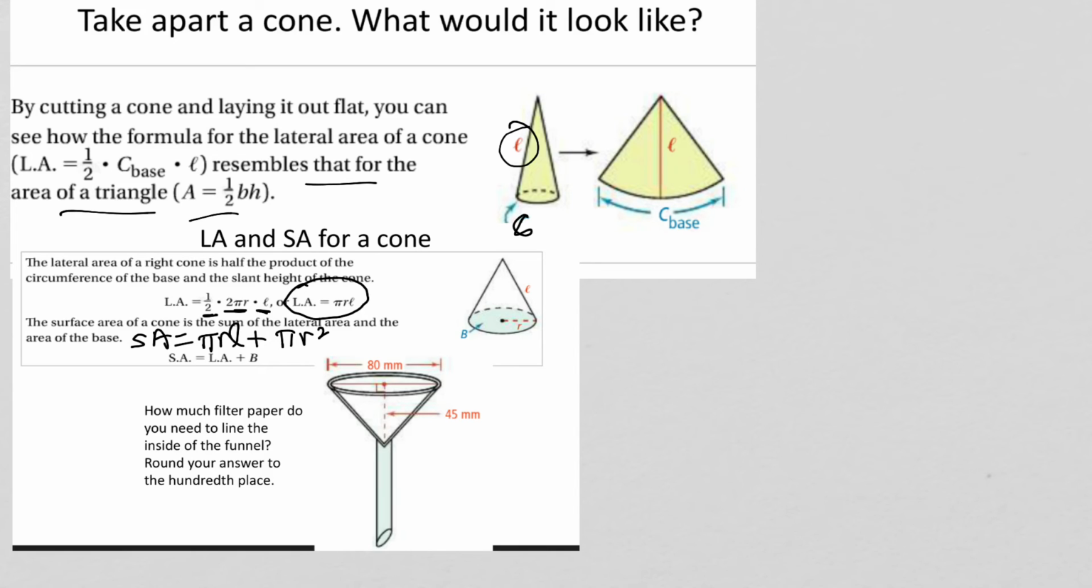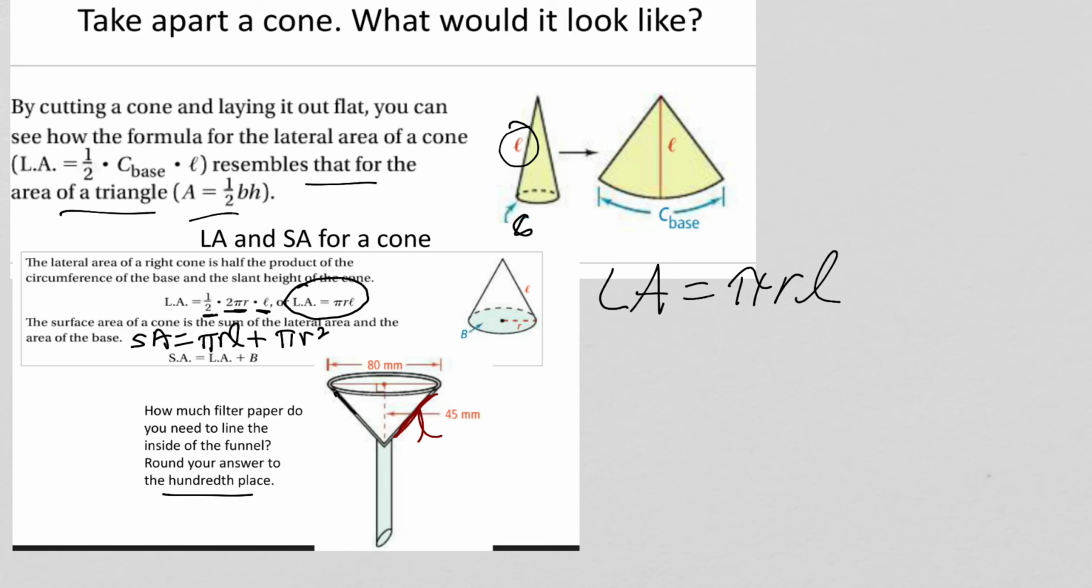All right, let's take a look at this funnel here. How much filter paper do you need to line the inside of this funnel? Round your answer to the hundredths place. If I'm just looking for the inside of the funnel, I'm just looking for lateral area. I don't need the top. So my lateral area formula is pi RL. What is missing? Well, it looks like we don't have the L again, right? We don't have this piece here, which is what we need.